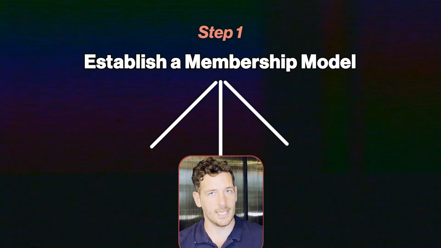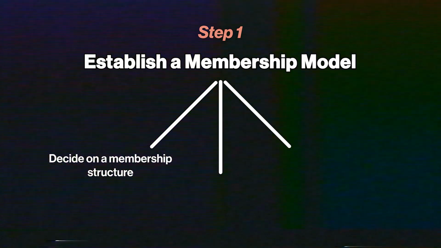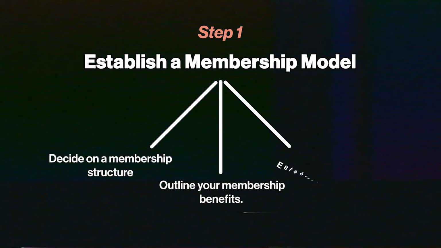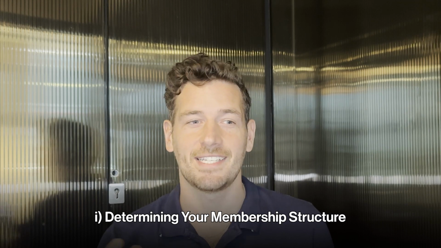Step one is establishing your membership model. Now, if you break this down a little bit further, because this is the meatiest step, it means establishing your membership model by determining the membership structure, the membership benefits, and the membership pricing. So very meaty. We're going to break down each of those three into the subpoints for this step one. So first, determining your membership structure. This is really the mechanics of the membership.